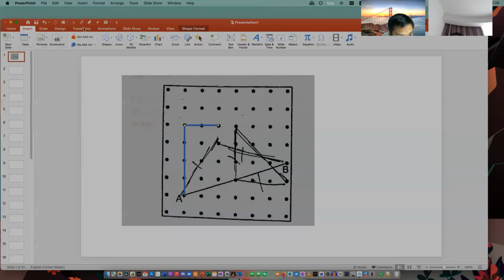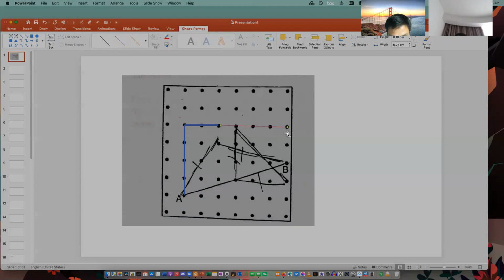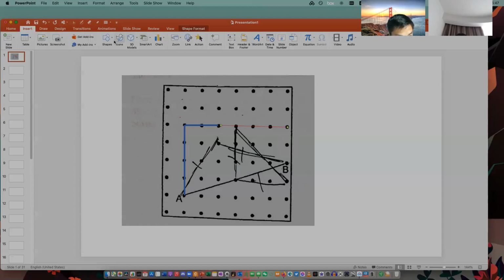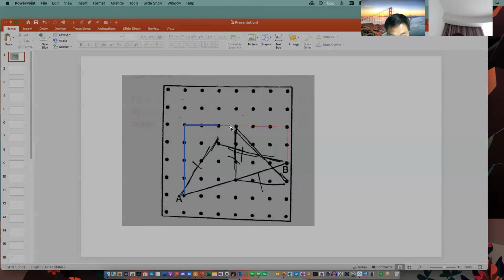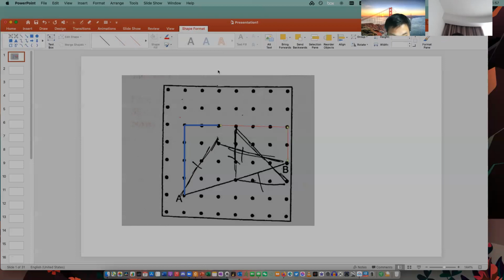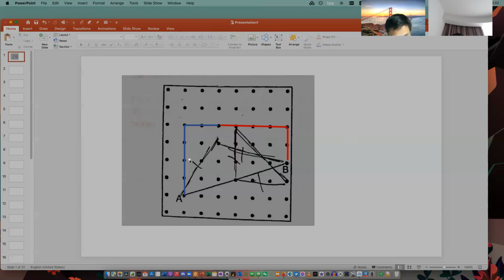Let me use a different color to differentiate. So I go down by 4. 1, 2, 3, 4. So I'm going to use a different color, and I'm going to go down by 2. With this, I think the dimensions are 4 by 2, for both the yellow lines and the red lines.